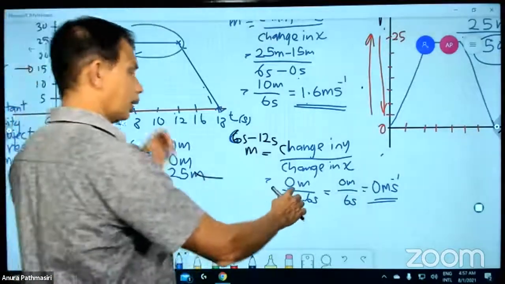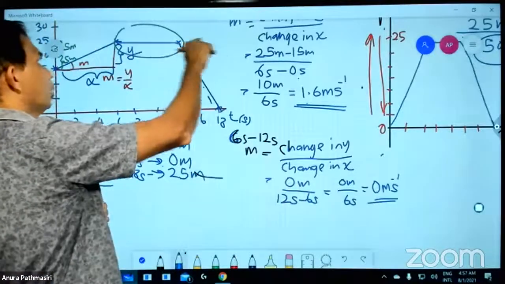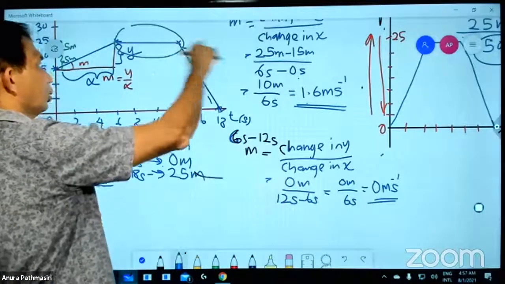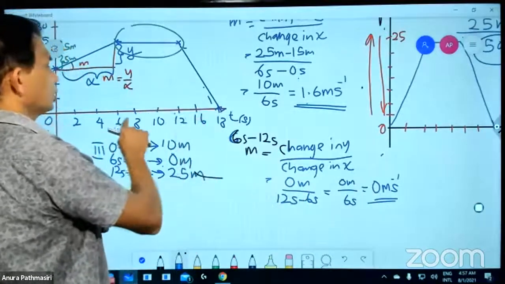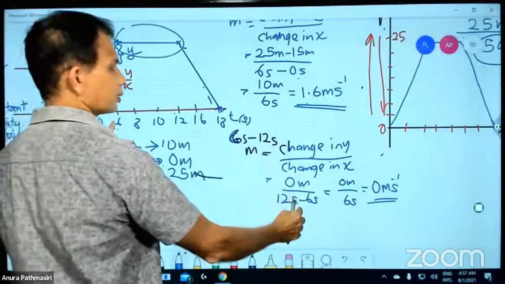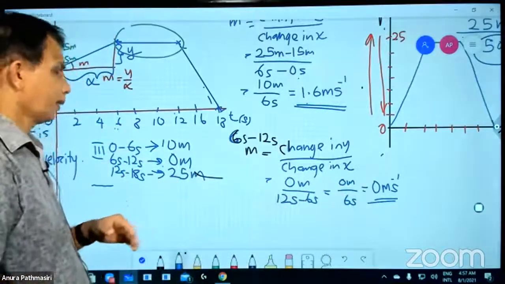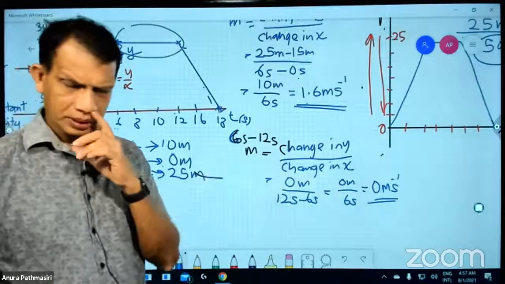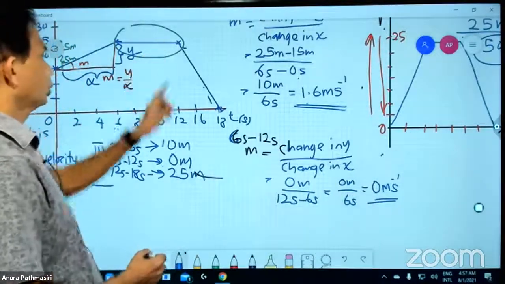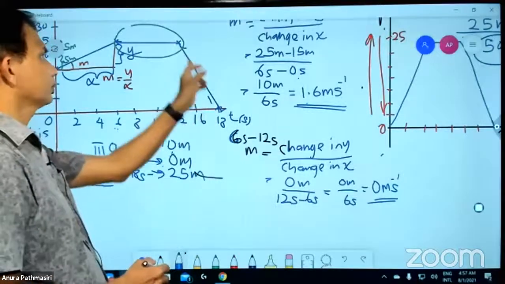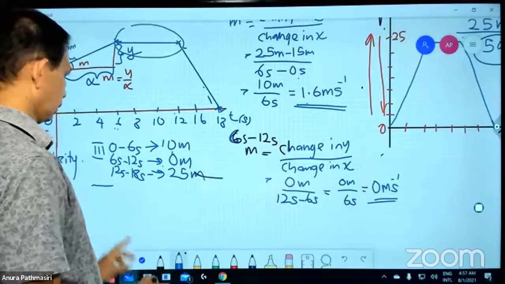There's no motion, so there's no change in y. That's why I put 0 meters. But there is change in time, x. That's 12 second minus 6 second. My next question is 12 second to 18 second. There is a change, 12 second to 18 second.